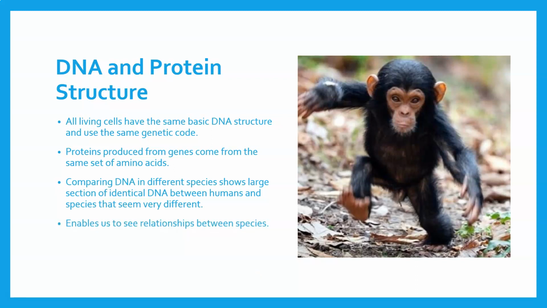So this enables us to see relationships between species. Some species that we're more closely related to may have more similar DNA than species that we have a very distant relationship with. So, for example, 98% of human and chimpanzee genes are identical. So it shows that we are closely related to the chimpanzee.